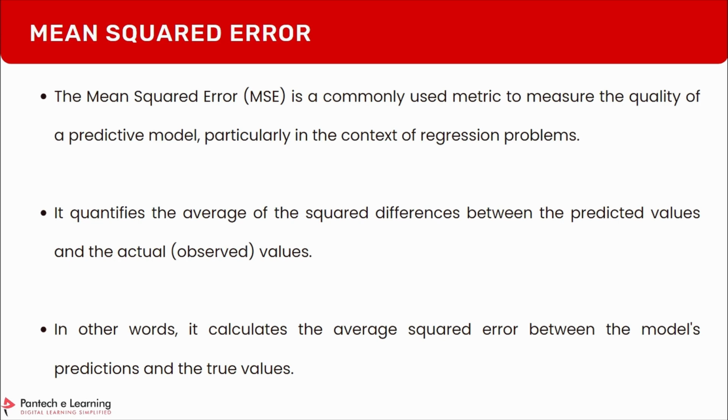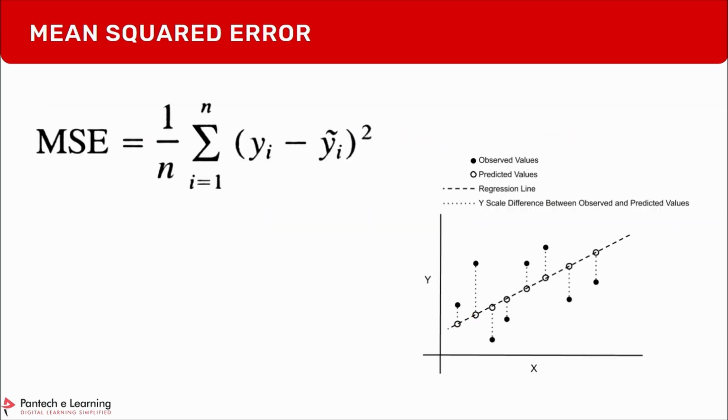So what is mean squared error? It is a commonly used metric to measure the quality of a predictive model in a regression problem. It quantifies the average of the squared difference between your predicted and actual value. All of these use the difference between the original and predicted values, and they take the sum, but their formulas differ, so their output will be different. In other words, it calculates the average of squared error of the model. See here, we have the original value and the predicted value given here.